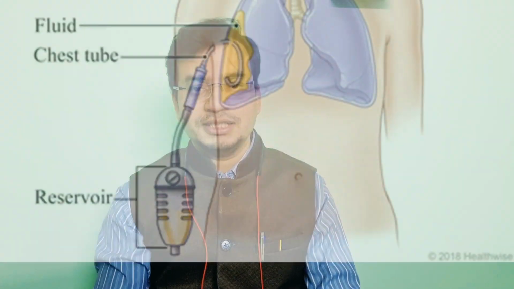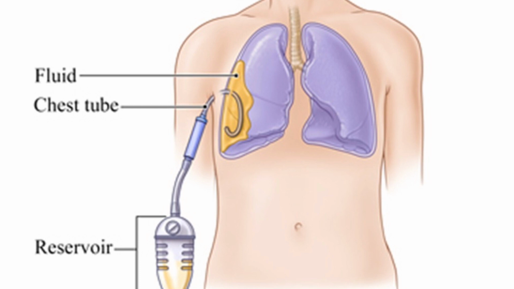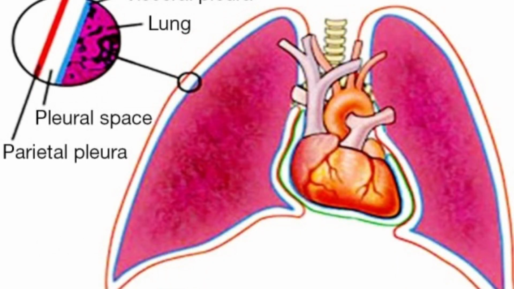Chest tube is a flexible tube that is inserted through the chest wall between the two adjacent ribs into the pleural space, also called the pleural cavity. The cavity that exists between the lungs and the underneath chest wall. It is normally empty. Now let's know something about this tube.